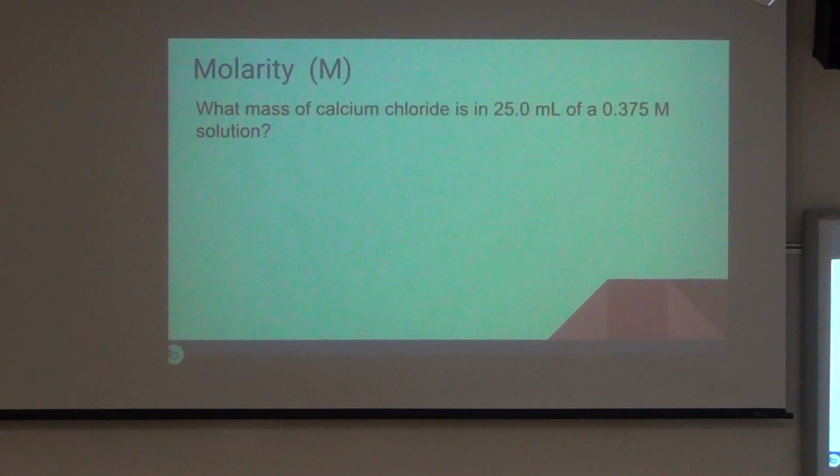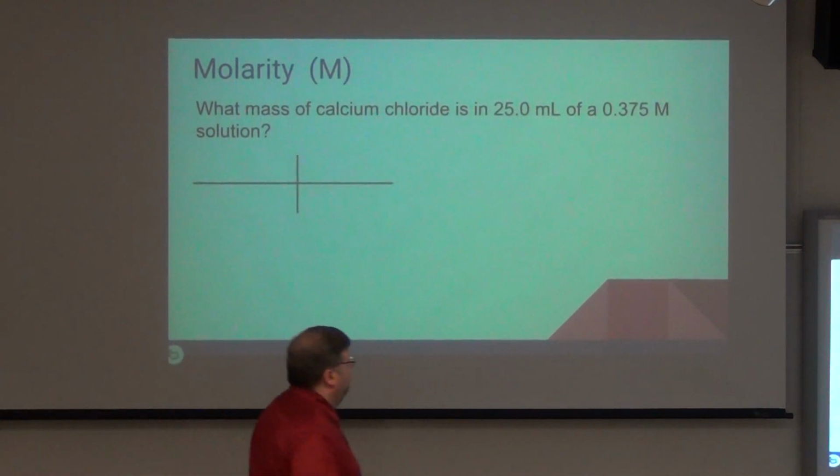This is looking for what mass of sodium, or not sodium, calcium chloride is in 25 milliliters of a 0.375 molar solution. So calcium chloride is our solute. We got a volume, but it's not in liters, it's in milliliters. And we're given the concentration. So the concentration we could use as a conversion, 0.375 moles over 1 liter, or 1 liter over 0.375 moles.